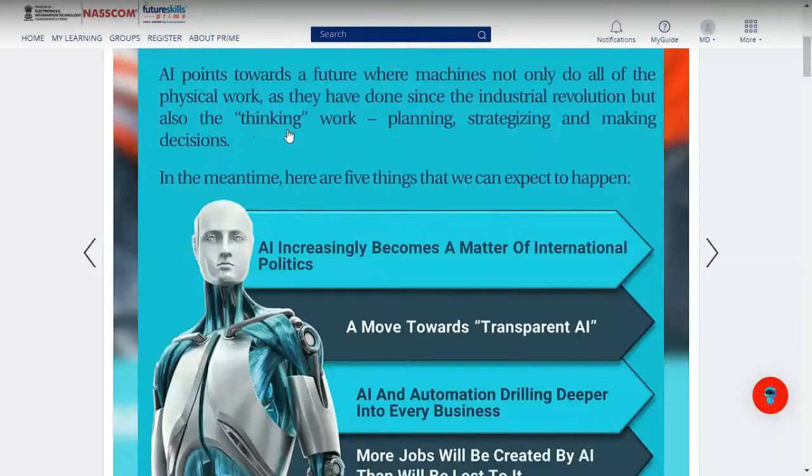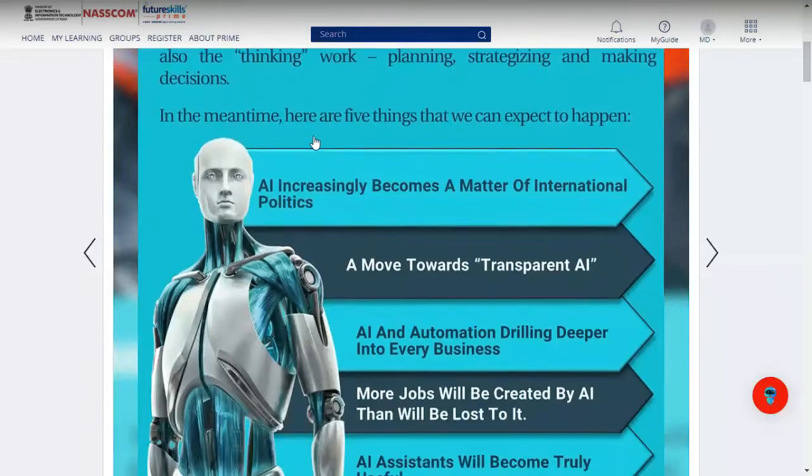That is done by the brain, which you cannot replace right now. Some cars are able to do it, but not all can. So in future, even the thinking work, such as planning whether to take a turn or not, strategizing whether to take a left turn or a right turn, and making the decision, all these will be done by computers or AI.